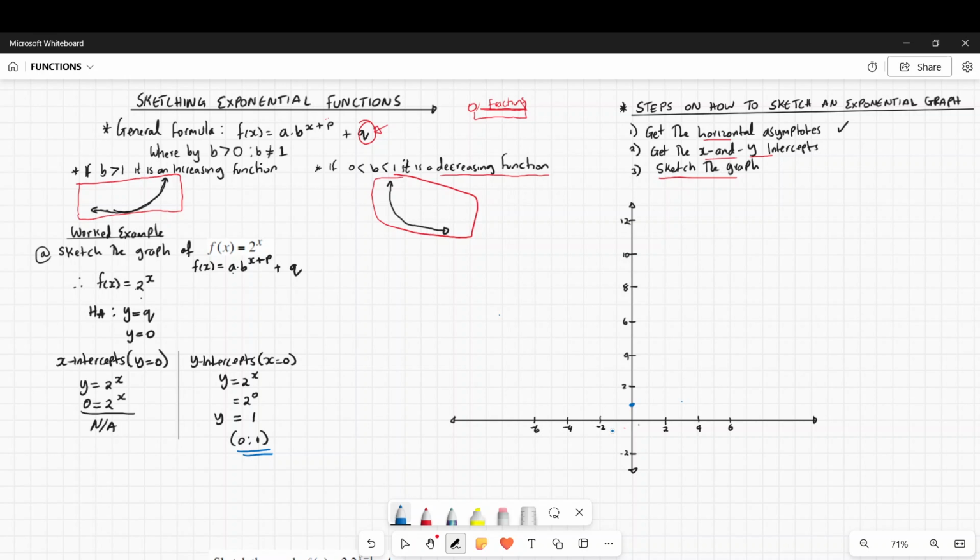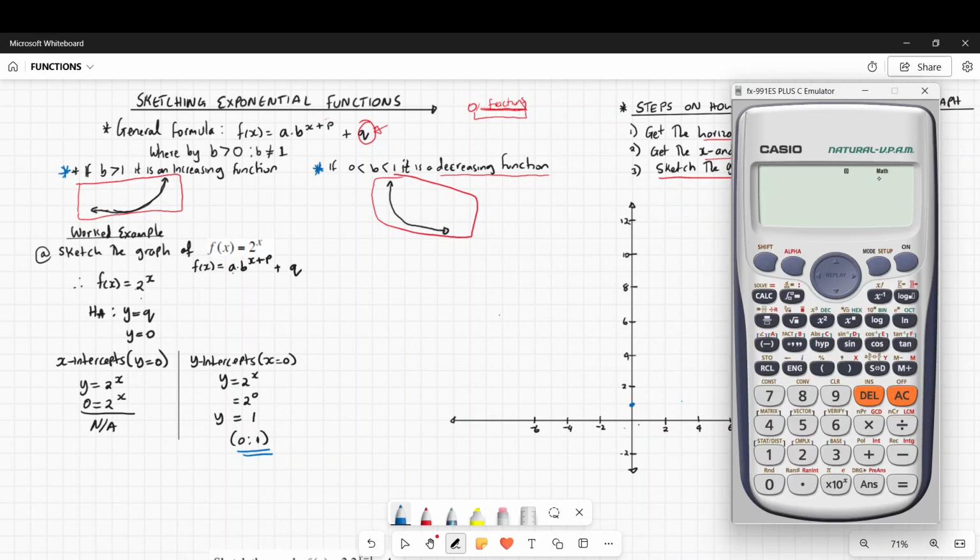So now let's say you are in this scenario, you don't have any other point, right? And maybe you forgot these 2 steps over here, right? You forgot these 2 steps, you don't know the shape of your graph, right? I'll advise you to take your calculator and use your calculator for the shape, right?